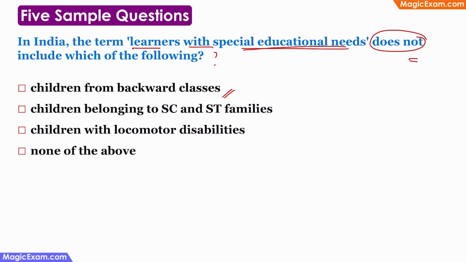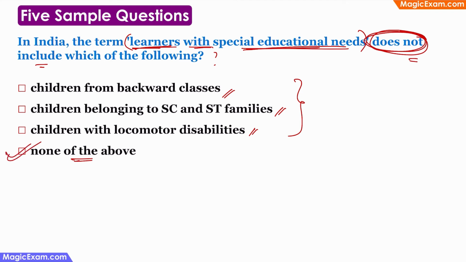Children belonging to SC or ST families also are learners with special educational needs, and children with locomotor disabilities or any other kind of disabilities are also learners with special education needs, which means that all the three are learners with special education needs. So which of these does not include, right? So does not means, well, all of them are included. Therefore, none of the above is the answer here.